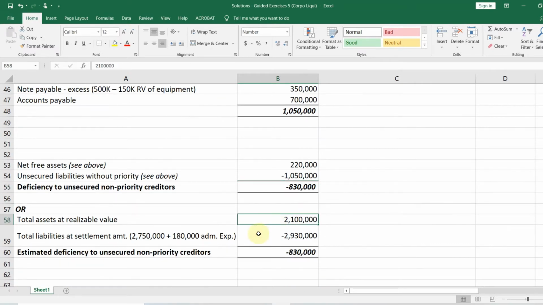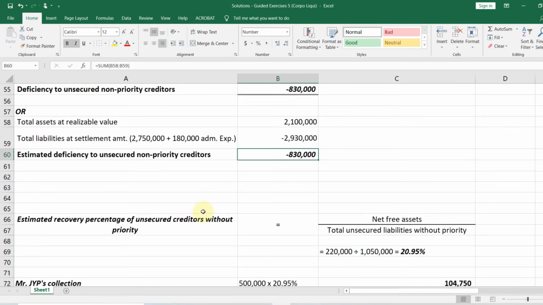So, pwede naman yung sinabi ko kanina, the total assets at realizable value, you have already the amount of 2.1 million, and then the total liabilities at settlement amount. Okay, so meron ka ng computed na 750, you just add the accounts payable, salaries payable, note payable, and loan payable, and then you just add the administrative expense, okay, kasi liability din siya. So you have 180, you'll have a total liabilities at settlement amount of 2,930 million, okay. Then pag sinum up mo sila lahat, you have the estimated deficiency to unsecured non-priority creditors of 830,000. Okay, so that's your deficiency.